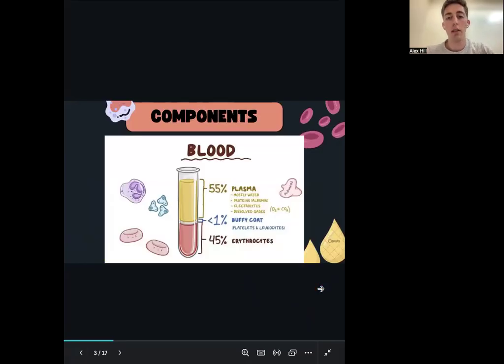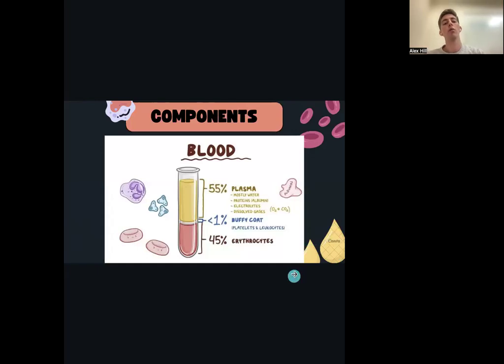Okay, so let's talk about some of the components of blood. We have plasma, the buffy coat, and erythrocytes. So erythrocytes make up about 45% of the blood, and that is the hematocrit. And then platelets and leukocytes, those white blood cells, are going to be in the buffy coat. And then plasma holds water, proteins, and albumin is going to be that main protein that we're looking at. Electrolytes, gases. It also holds some clotting factors like fibrinogen and the Roman numeral clotting factors.